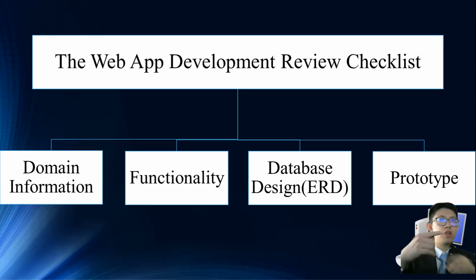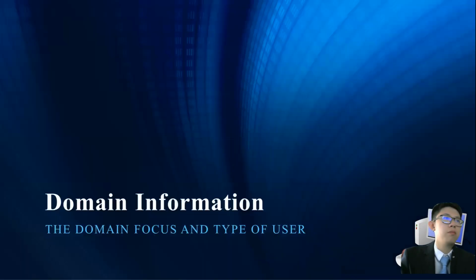So the functionality and database will be changed because I think functionality and prototype will be linkage for the next part. So firstly, I will talk about domain information, database design, and then functionalities, and lastly is core prototype. So I will proceed with the domain information.